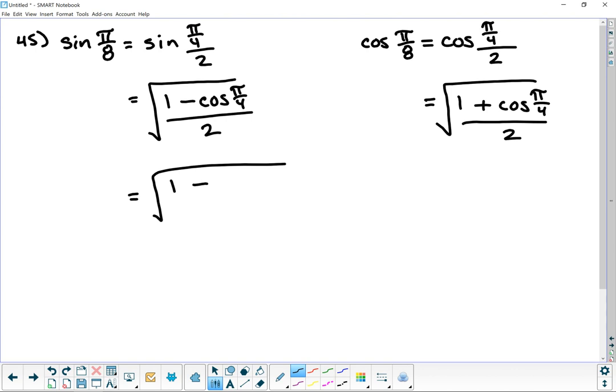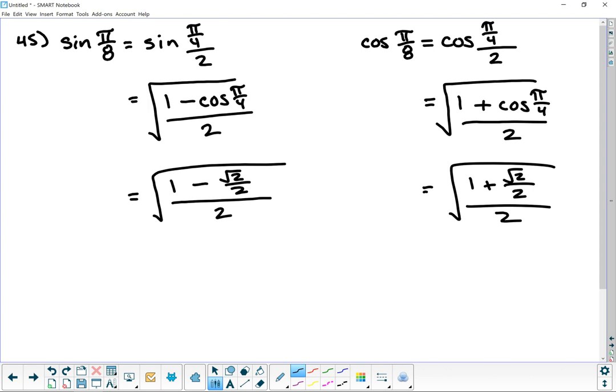Okay, so cosine of pi over 4 is going to be radical 2 over 2. And then you still got to do over 2. So same thing on the cosine. I do a 1 minus, or actually 1 plus, radical 2 over 2 over 2. Right, common denominator, or make it into a fraction. Both of these. Common denominator, multiply by 2.